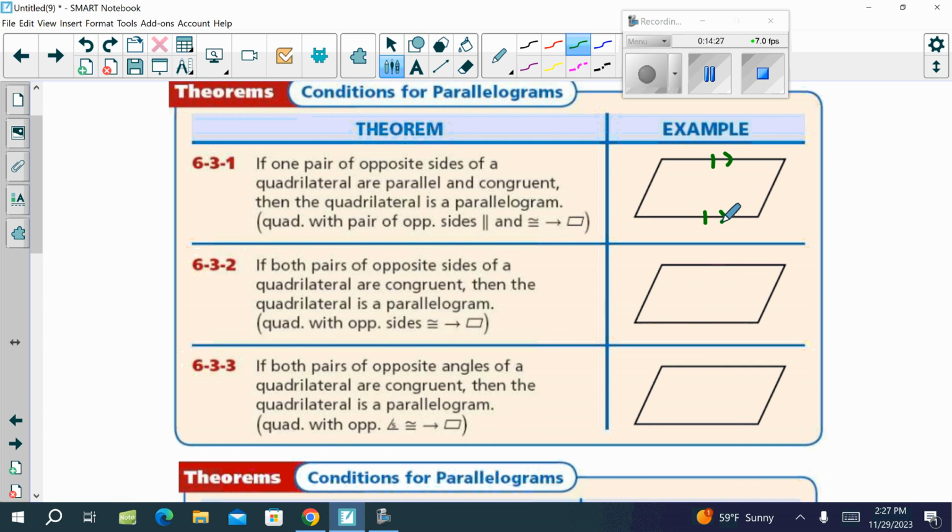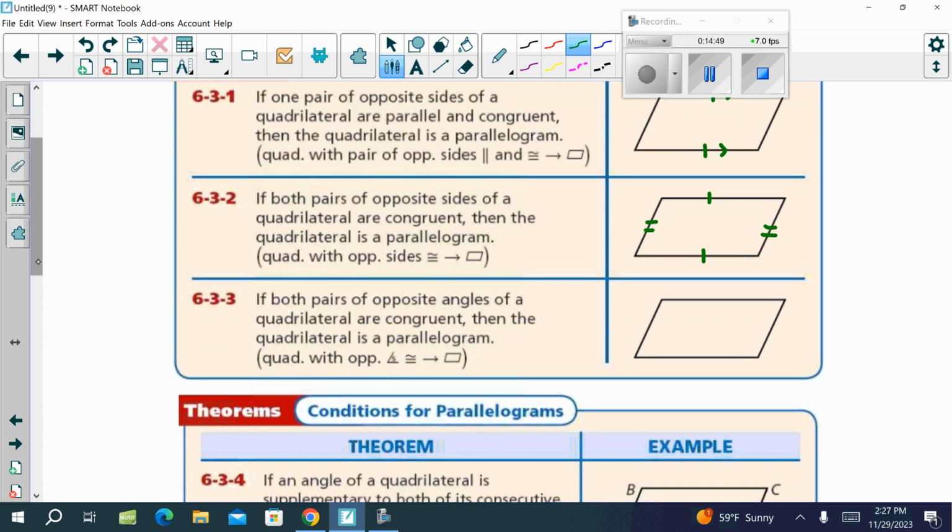All right, next one says if both pairs of opposite sides of a quadrilateral are congruent, we have a parallelogram. So if you've got opposite sides coded congruent, I can say that's a parallelogram. And if both pairs of opposite angles of a quadrilateral are congruent, then you can say it's a parallelogram. So if you've got this coding, you can say parallelogram.